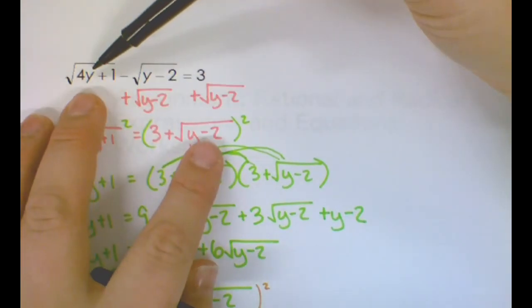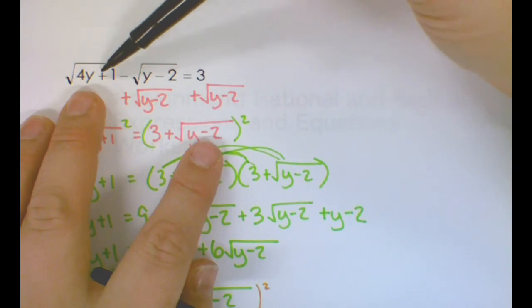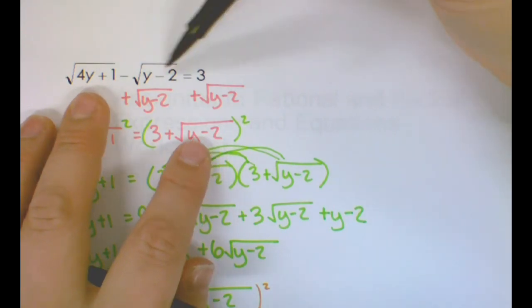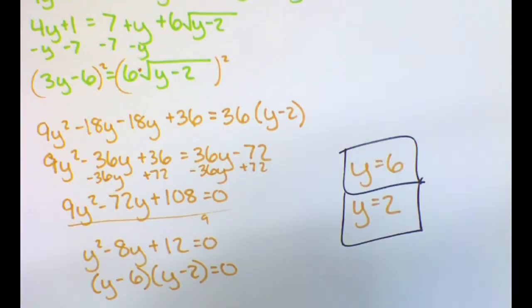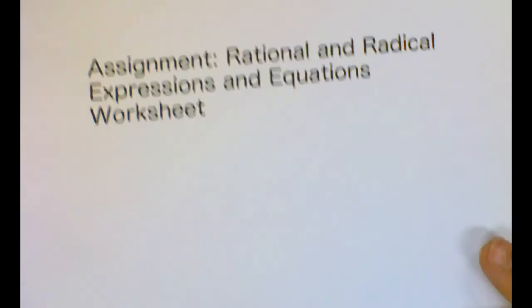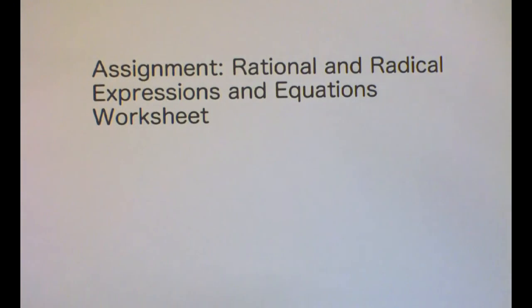4 times 2 is 8. 8 plus 1 is 9. Square root of 9 is 3. Awesome. 2 minus 2 is 0. Square root of 0 is 0. 3 minus 0 is 3. In this one, both solutions worked. That can happen. So now, your assignment will be a rational and radical equations worksheet.